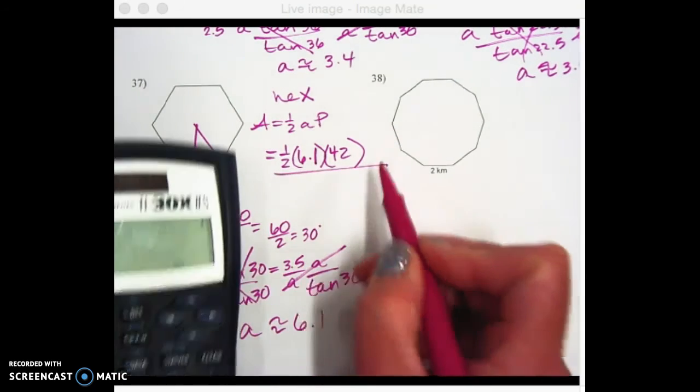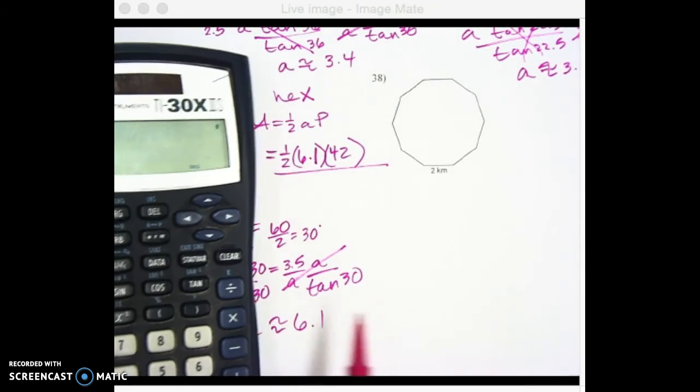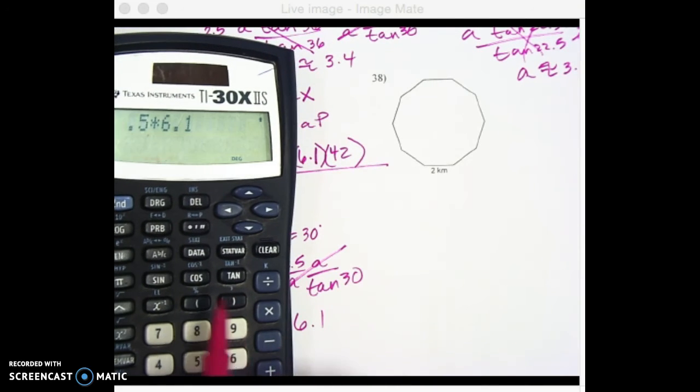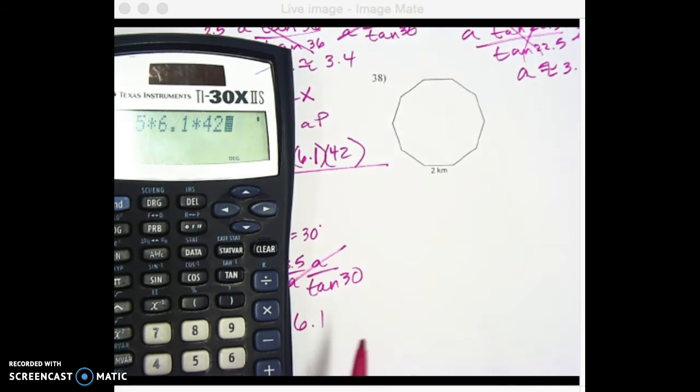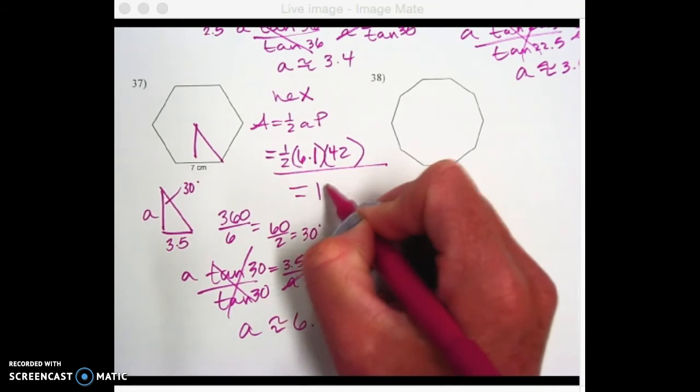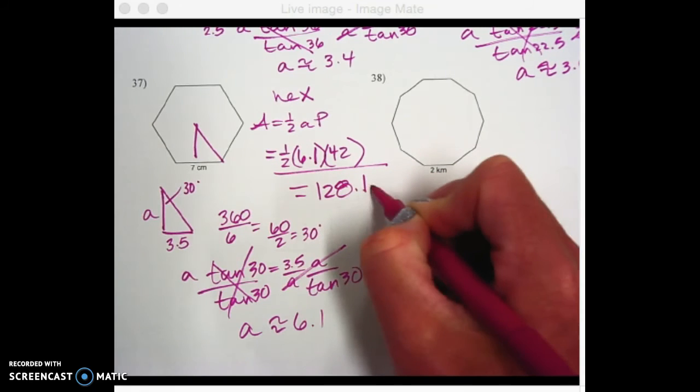And then we just want to type that in the calculator, so 0.5 times 6.1 times 42, 128.1. And that's in centimeters squared.